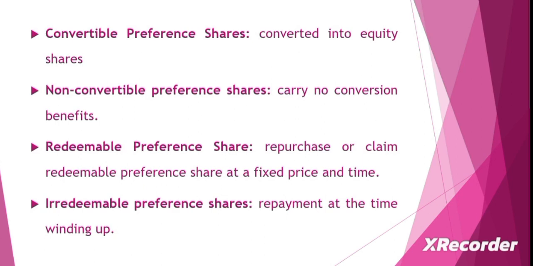These types of preference shares are sans any maturity date. Irredeemable preference shares. On this type of preference shares, we do not get back the amount during the lifetime of the company. We get back the amount only at the time of winding up of the company.